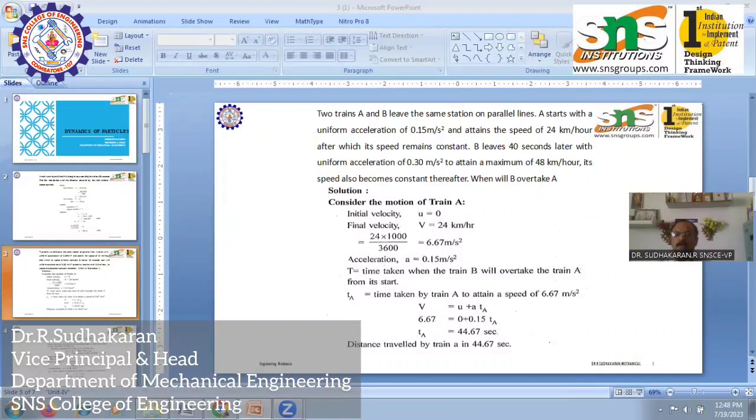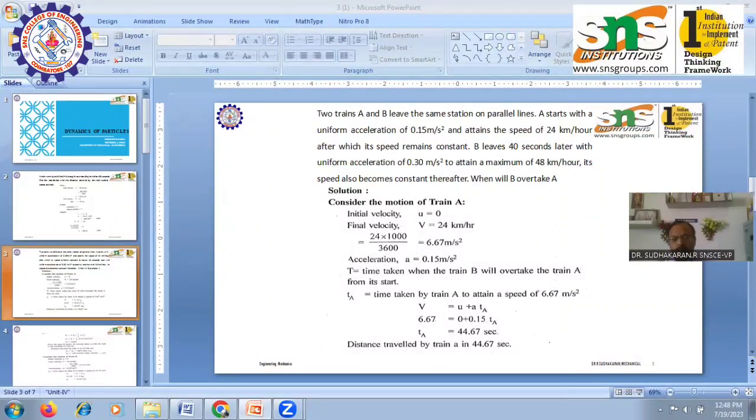So today we will see a particular case in the topic dynamics of particles. Let me explain the particular case. There are two trains. Let me name one train as A, another train as B. The two trains leave the same station, but they move on parallel lines.